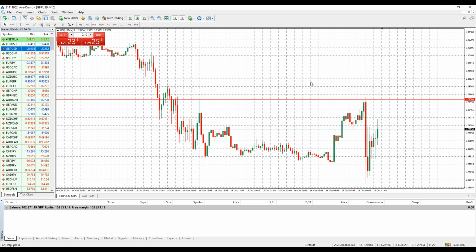So two potential moves I see here. A sell limit from here, 129.55. How do you do a sell limit?